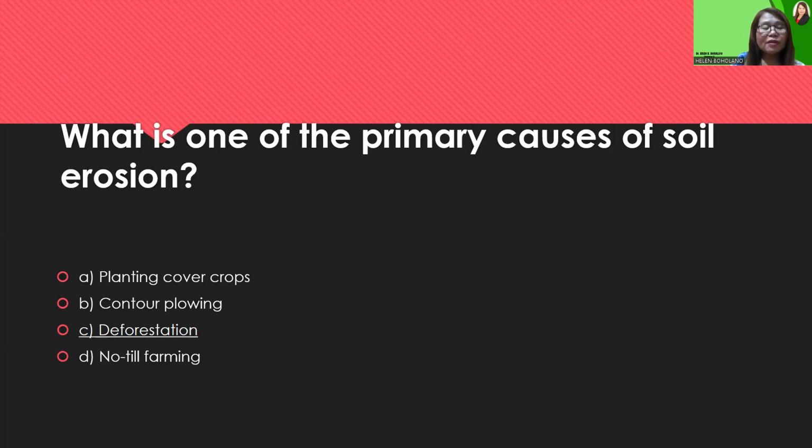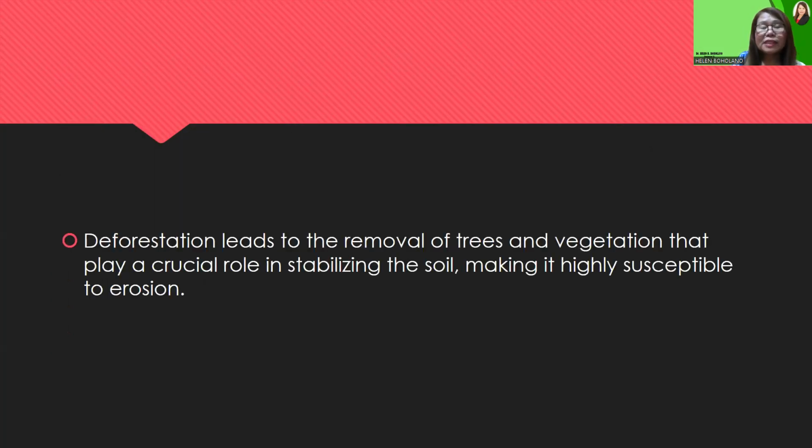Thank you. The right answer is deforestation. We need to restore, no? Deforestation leads to removal of trees and vegetation that play a crucial role in stabilizing the soil, making it highly susceptible to erosion.